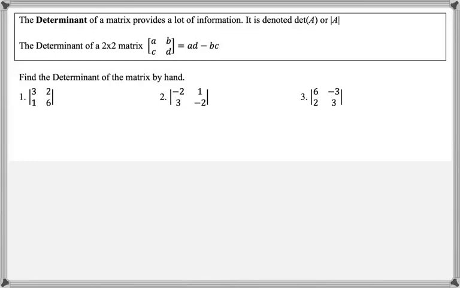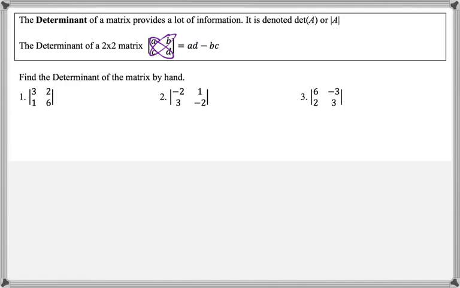The determinant of a matrix provides a lot of information, and it is denoted by det of A or A with the bars. So to find the determinant of a 2 by 2 matrix, you want to take the two diagonals and multiply them, so A times D and B times C, and then subtract the answers.